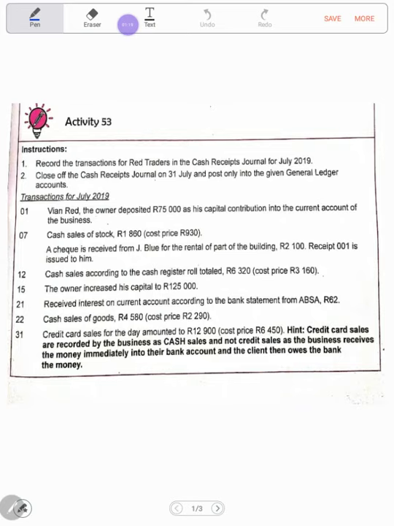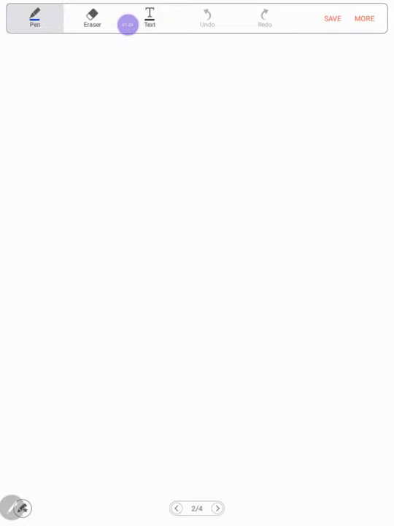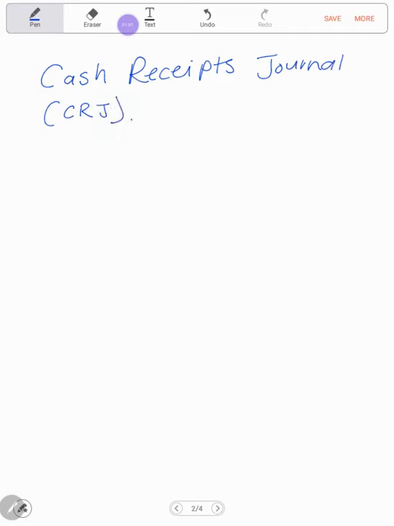Alright, so let's explain activity 53. The instruction is you need to record the transactions of Red Traders in the cash receipts journal. Firstly, this is a refresher. What is a cash receipts journal? A cash receipts journal is abbreviated as the CRJ.